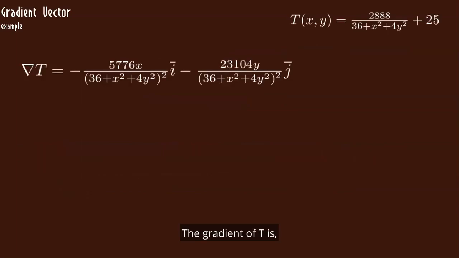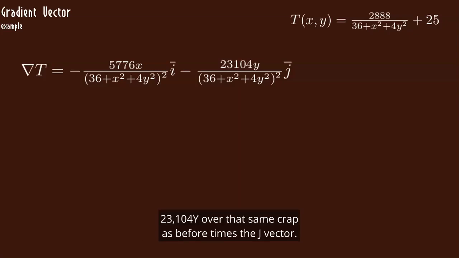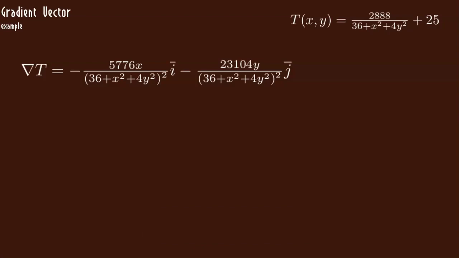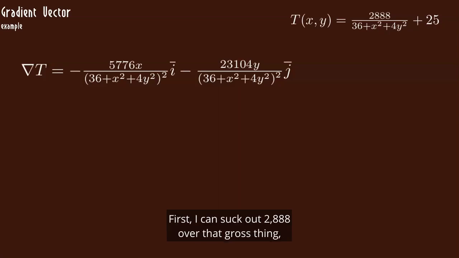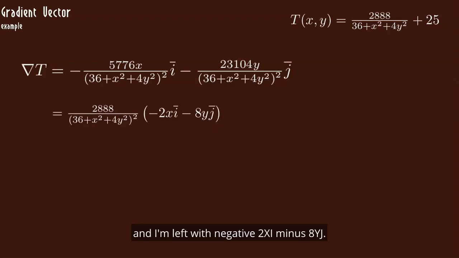The gradient of T is, again, a really ugly derivative, but not really, they're just numbers. Don't freak out. So the gradient is negative 5,776 times x all over (36 plus x squared plus 4y squared) quantity squared times the i vector minus 23,104y over that same denominator as before times the j vector. Let's get some of these numbers out of our hair. First, I can factor out 2,888 over that gross thing, and I'm left with negative 2x i minus 8y j.